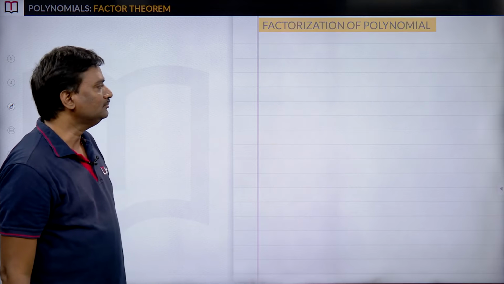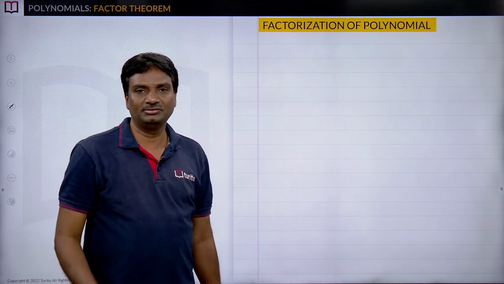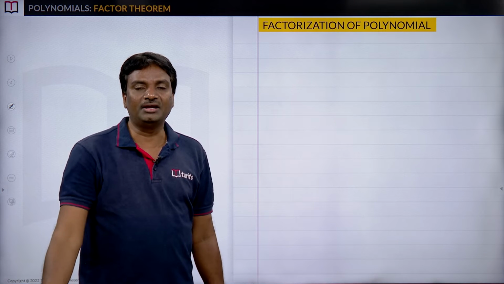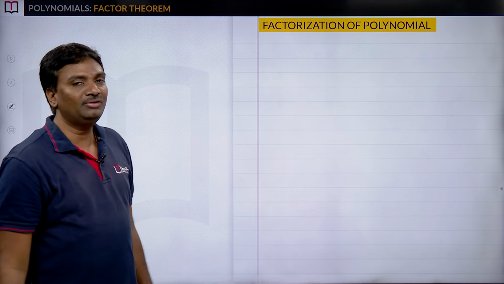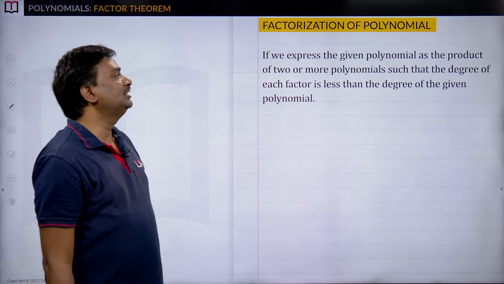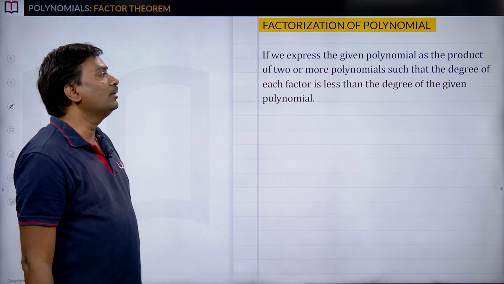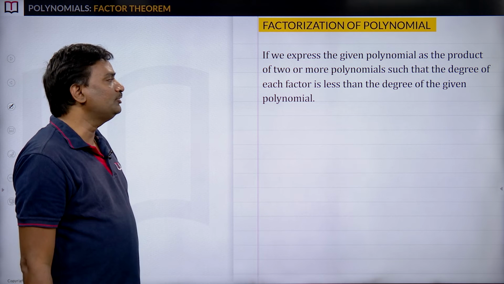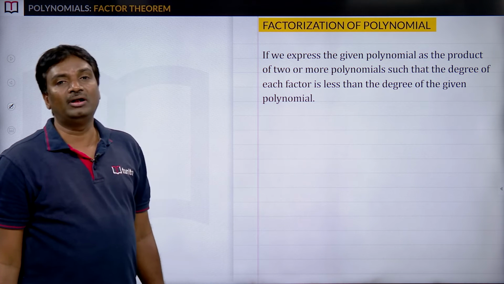Next, factorization of polynomials. So, just write 8. So, we can write 2 into 4 or 1 into 8. 6 is there. We can write 2 into 3 or 3 into 2 like that. So, just like that we have to factorize the given polynomial. If we express the given polynomial as the product of two or more polynomials such that the degree of each factor is less than degree of the given polynomial.